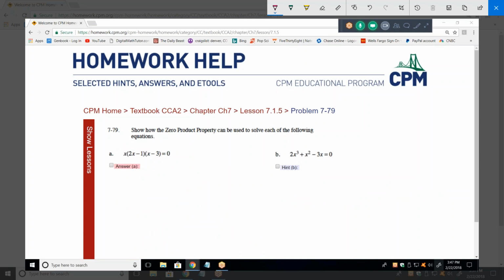So B, we don't have the product of anything, right? In other words, A was pretty simple because we had 3 things multiplied by one another. Yeah. Well, B, we don't. We have 3 things added together. So what do we have to do?